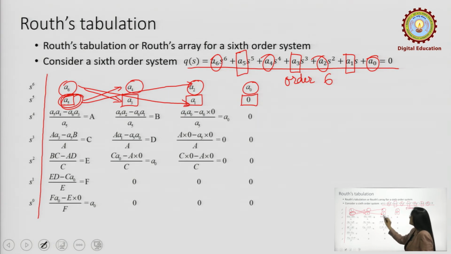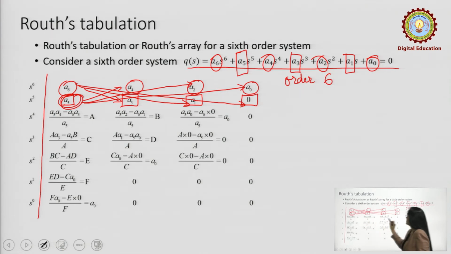And then how is this third element obtained? This is a5 multiplied by a naught minus a6 multiplied by 0, divided by a5. So, this quantity is nothing but a naught, because a6 into 0 is a 0 value, and this is 0, it can be left blank or kept as it is.